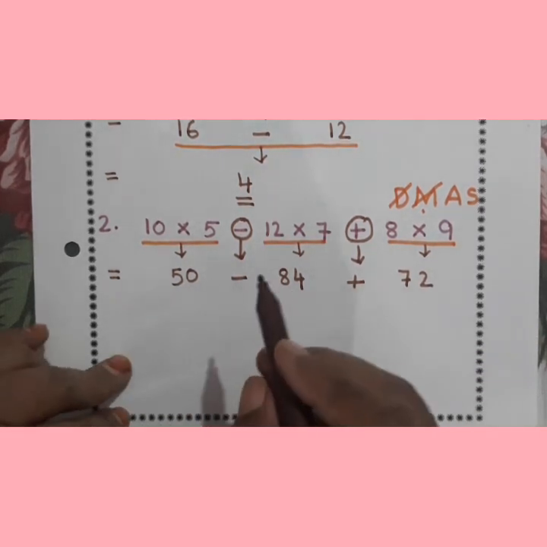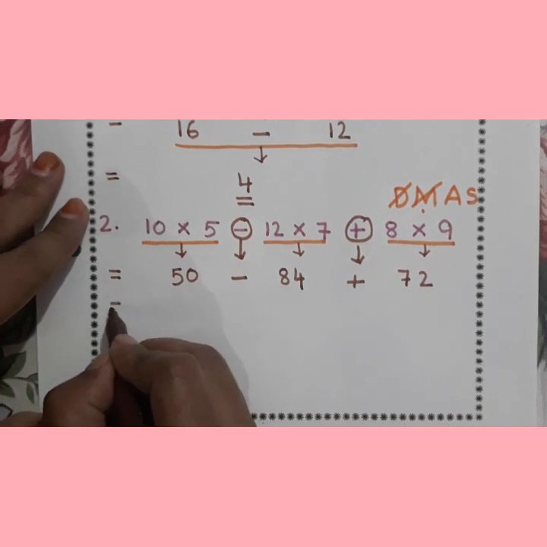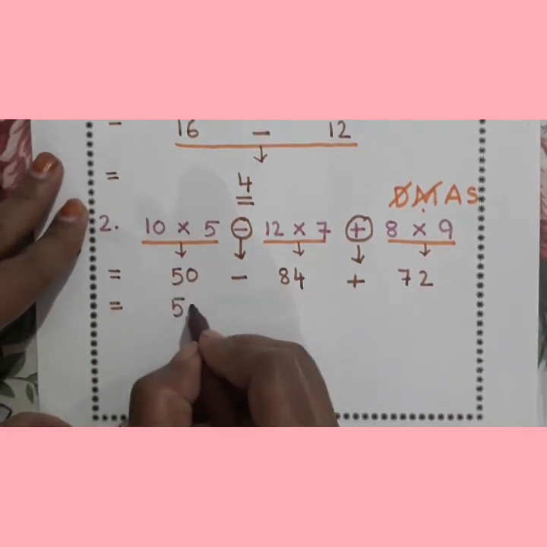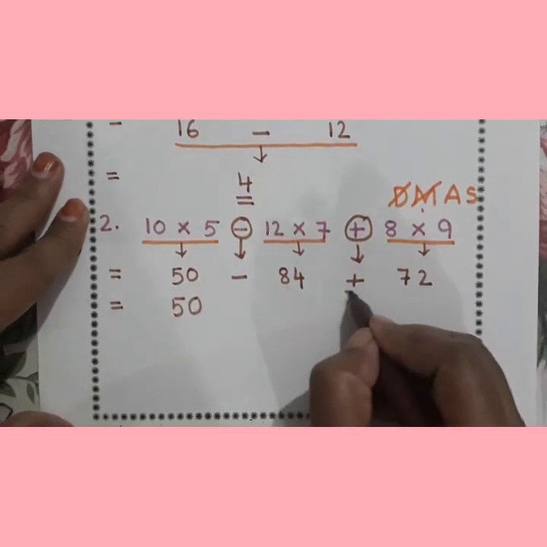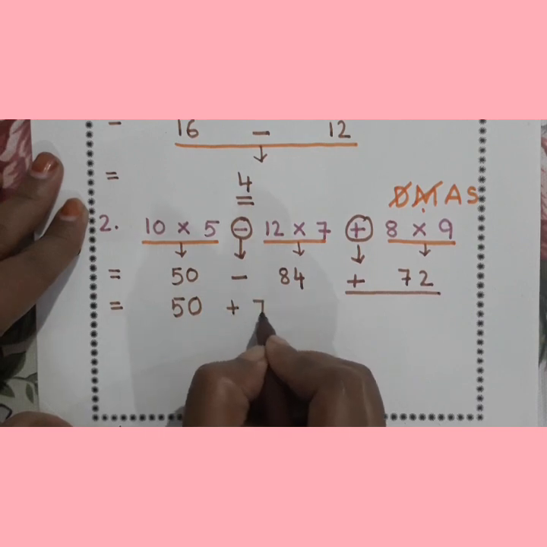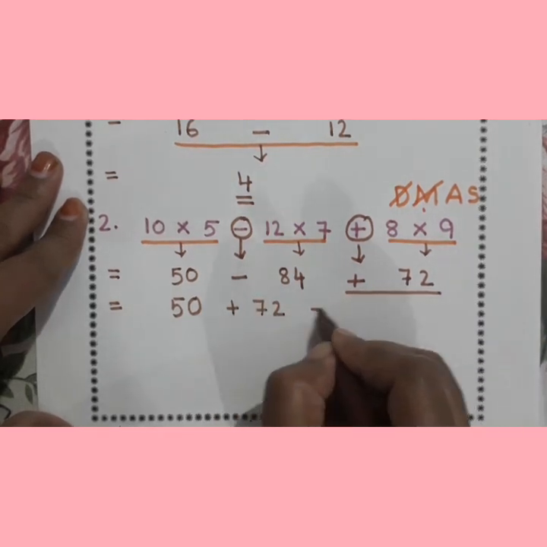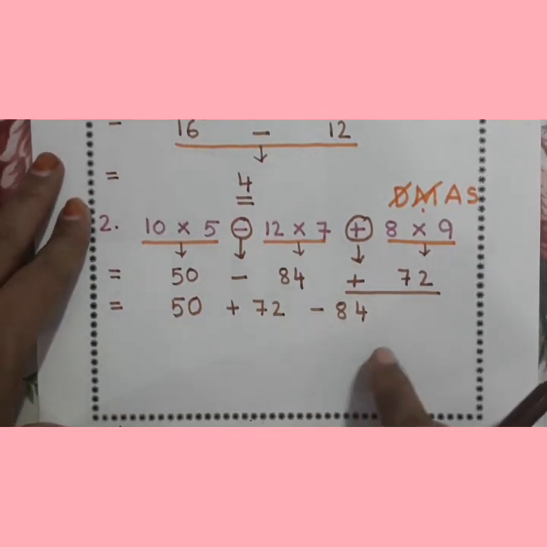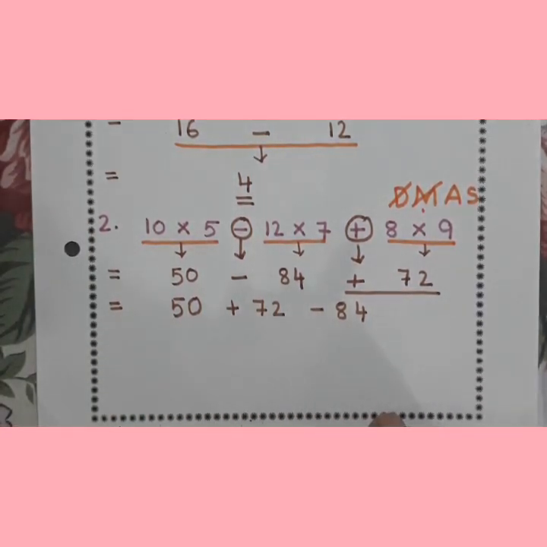Alright, so if I have to arrange this, remember this has no sign. It means it is plus. So we write plus. Now this number has a plus sign with this. So this will be taken after this. And minus 84 will come afterwards. So I have arranged my numbers.